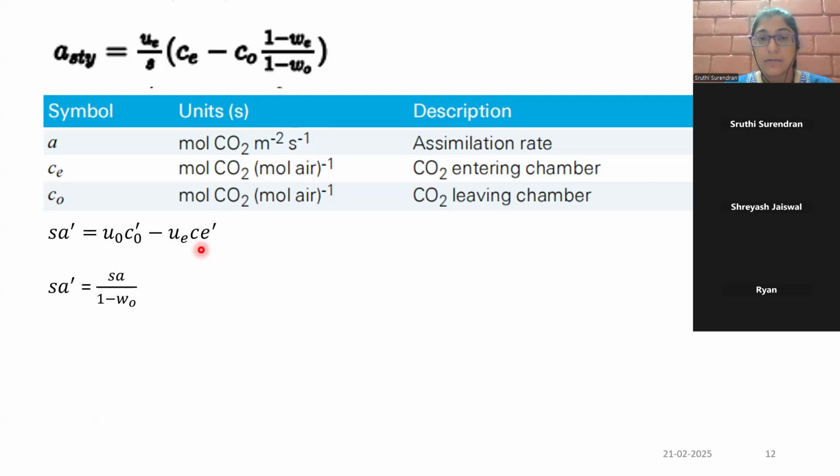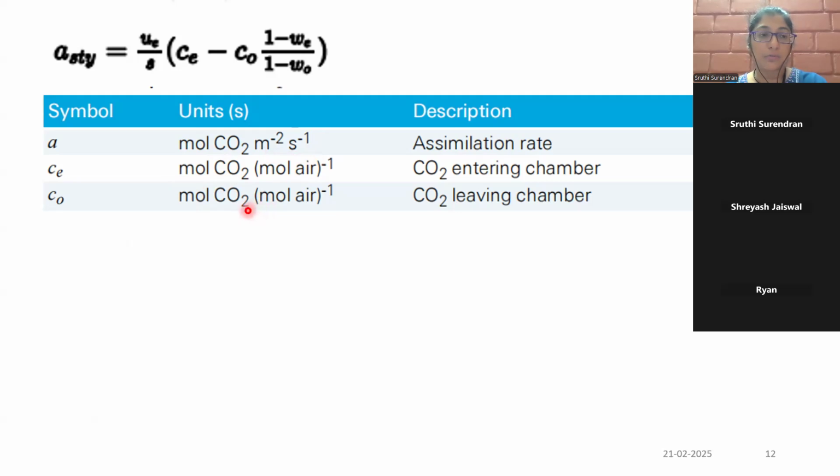Usually, this is the way we do it. Input minus output is equal to change in storage, the mass conservation method. Now, why are we multiplying the area over here? If you see, the net assimilation rate unit is in moles of carbon dioxide per meter square per second, and the concentration of carbon dioxide is in moles of carbon dioxide per moles of air.